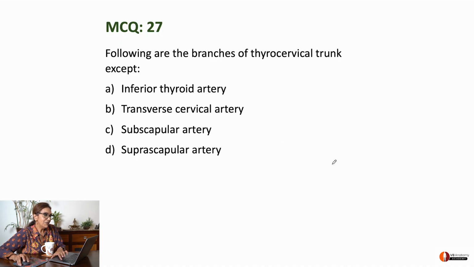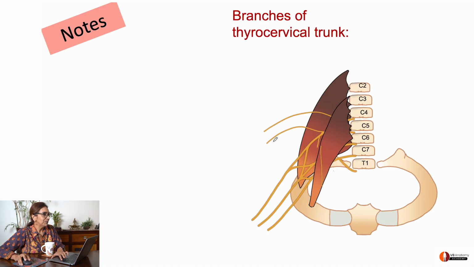MCQ 27, following are branches of thyrocervical trunk. Remember thyrocervical trunk? Branch of first part of subclavian, giving rise to inferior thyroid, yes. Transverse cervical, yes. Subscapular, no. Subscapular is the branch of axillary artery. Suprascapular, yes. Let's take a look whether we are correct. Yes, C is the option.